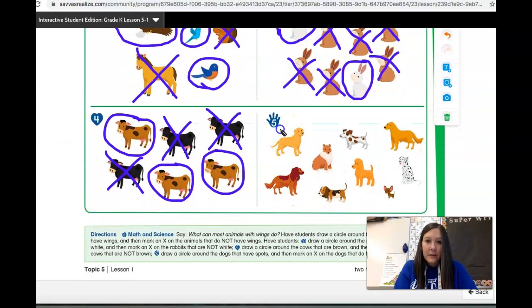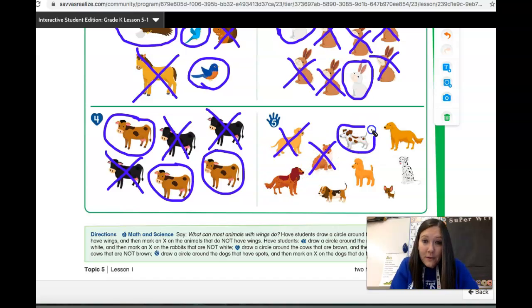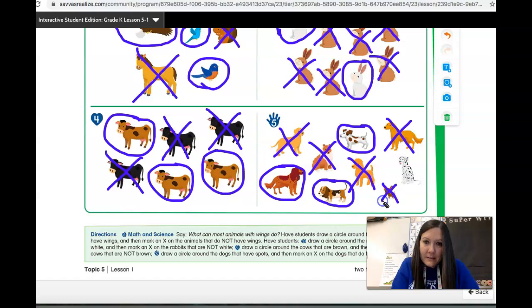All right. This dog does not have spots. This dog does not have spots. Oh, this dog does have spots. Put a circle around him. This dog does not have spots. Oh, this dog has spots. Circle it. Oh, this dog has spots. Circle it. This dog does not have spots. This little bitty dog does not have spots. This dog has a lot of spots.